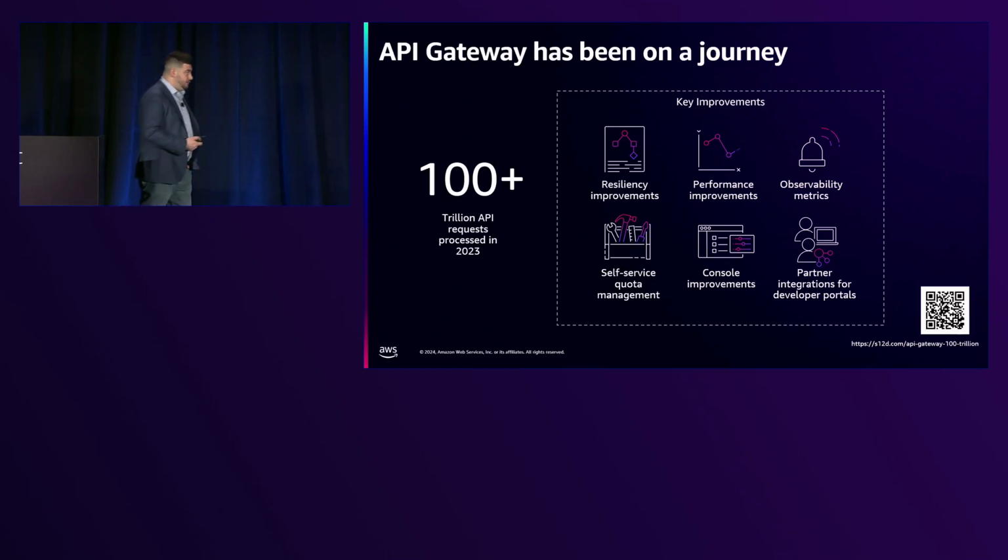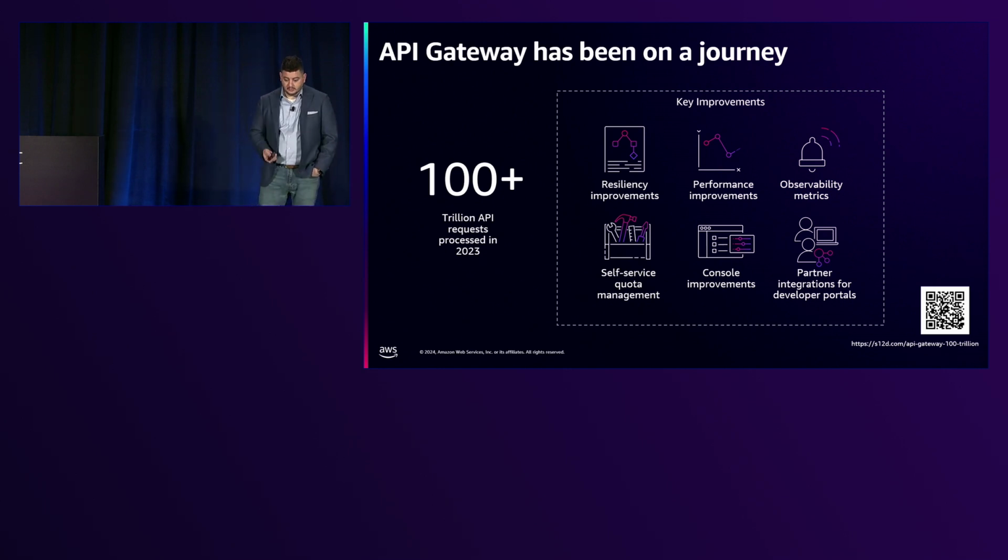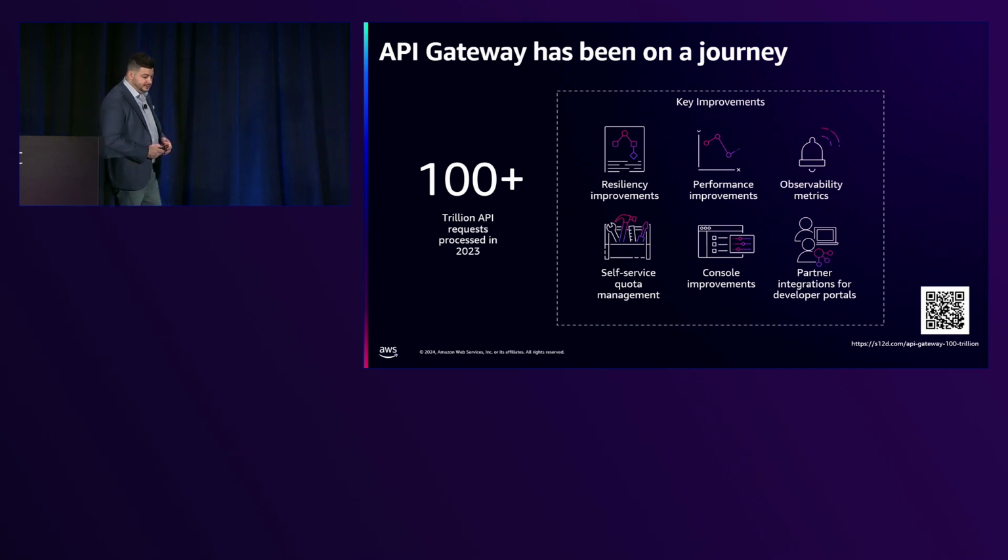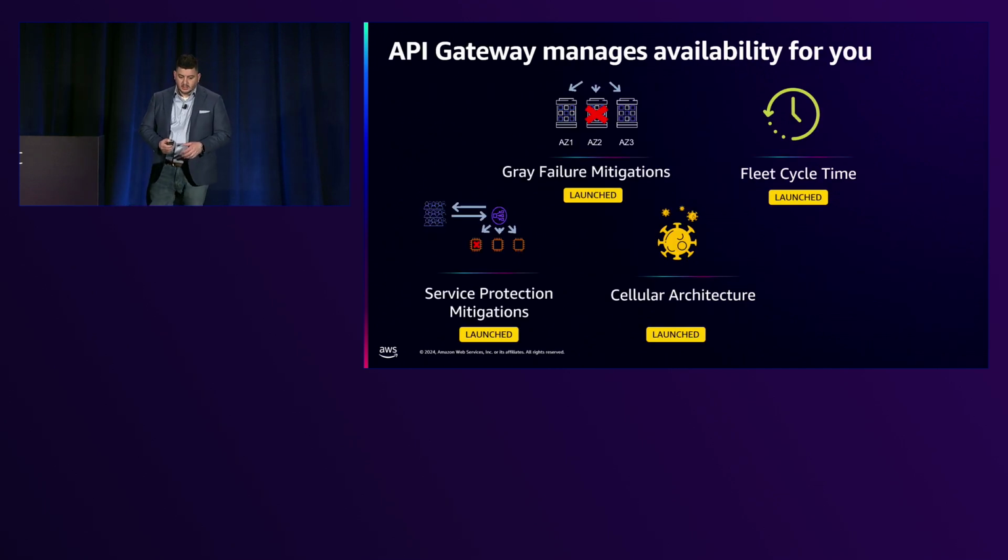We also built a number of usability improvements for developers on API Gateway. We built self-service quota management. We refreshed our console in early 2024. And we have partnered with a number of third-party integrations to provide developer portal capabilities. We're going to dig into the resilience improvements first, and then go on to some lower-level data plane architecture slides.